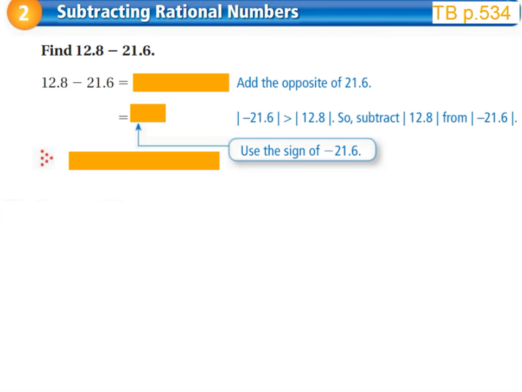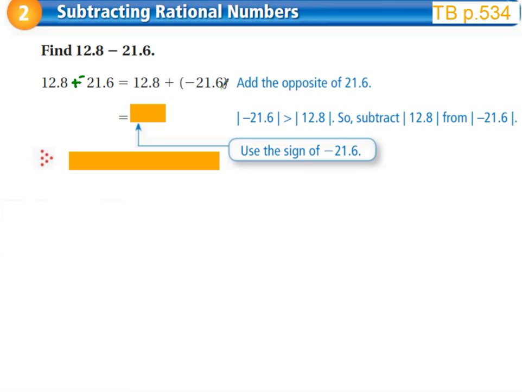Okay, let's do a practice problem with decimals. Decimals are considerably easier than fractions. So we have 12.8 minus 21.6. So remember, we need to start by adding the opposite. So minus becomes addition. My positive number now becomes negative. So I have 12.8 plus negative 21.6.